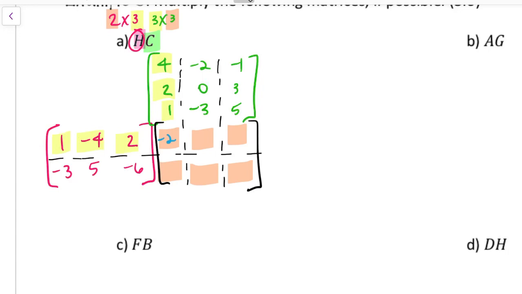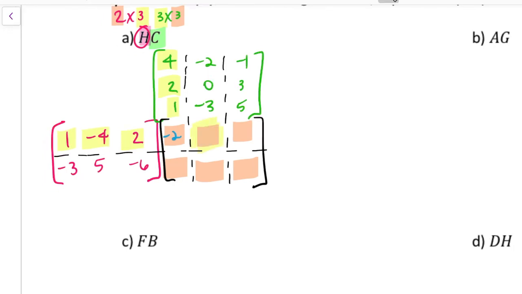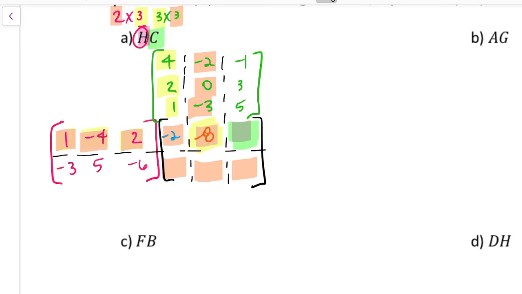And then to get our element in our top row middle column, we take our top row times our middle column, and we work from the outside in again. So we'll have 1 times negative 2, which is negative 2, negative 4 times 0, which is 0, 2 times negative 3 is negative 6, and then we add negative 2 plus 0 plus negative 6, we get negative 8. And then top row right corner, take our top row times our right column. So 1 times negative 1 is negative 1, negative 4 times 3 is negative 12, 2 times 5 is 10, and we add those up. So negative 1 minus 12 plus 10, we get negative 3.